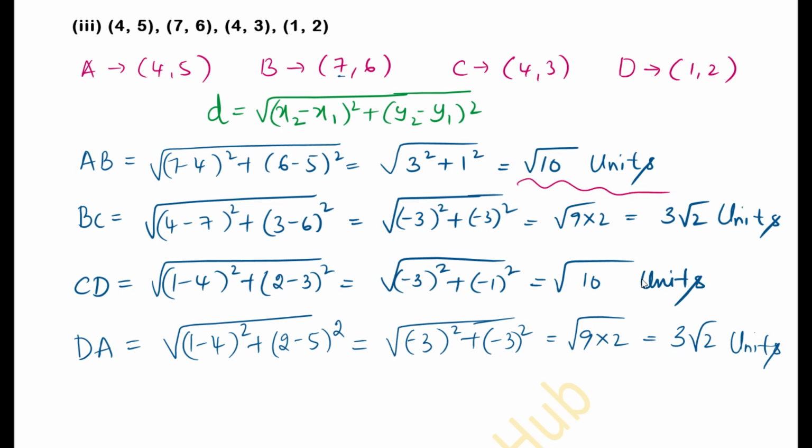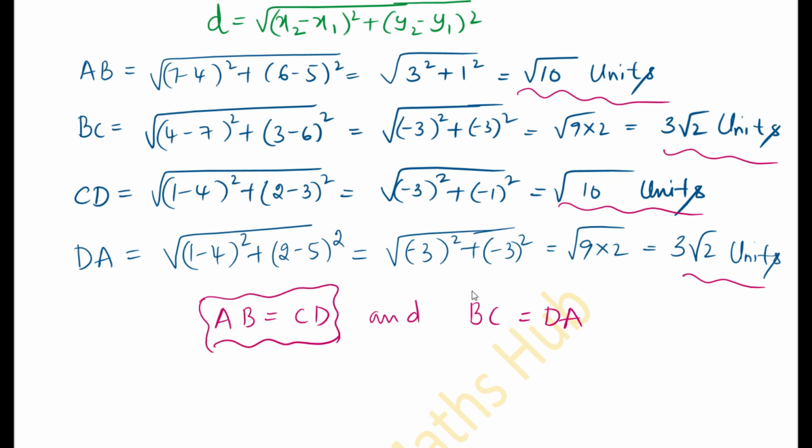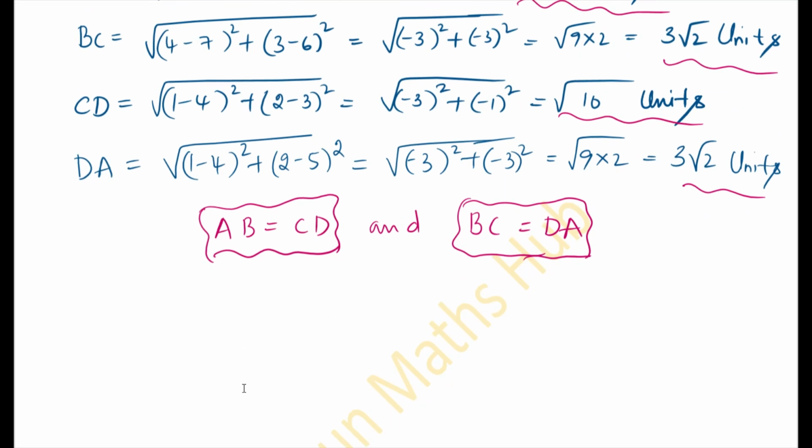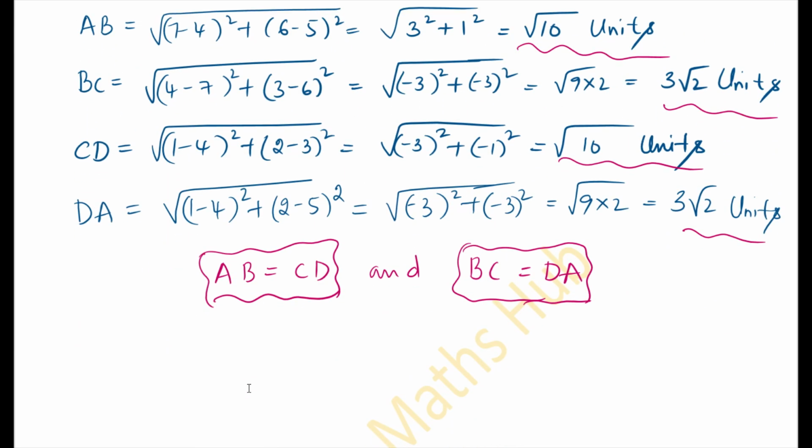We have got AB as root 10, BC as 3 root 2, CD as root 10, and DA as what? 3 root 2 units. Which two sides are equal? AB is equal to CD and BC is equal to DA. When two sides are equal, what we can say? It forms a parallelogram or rectangle. How to decide whether it is a parallelogram or rectangle? Find out the diagonals AC and BD.